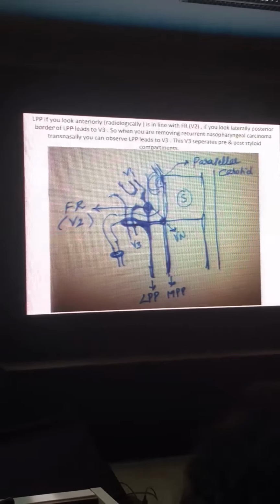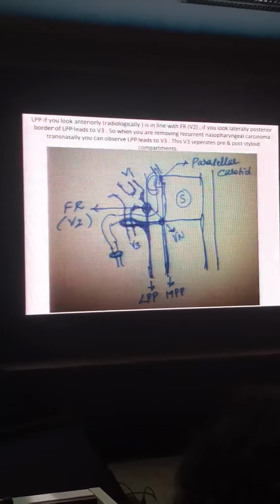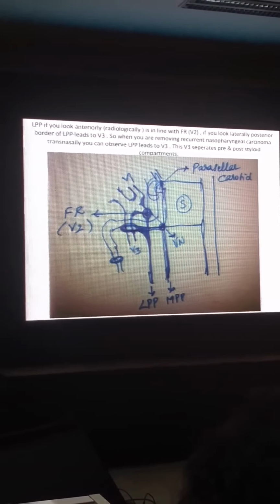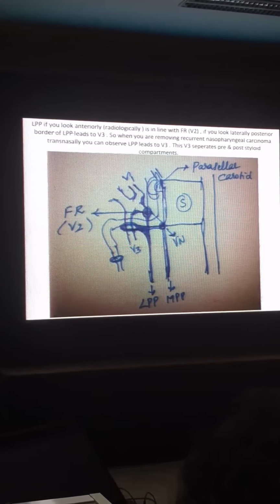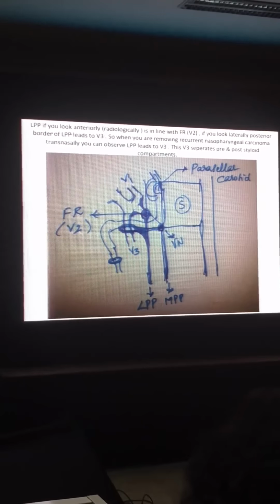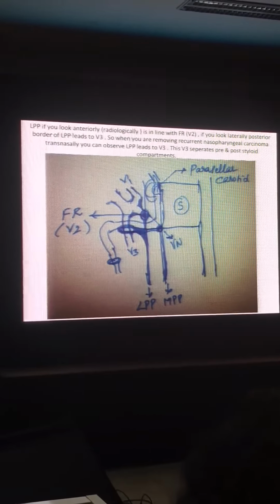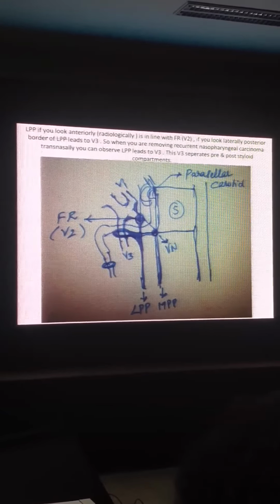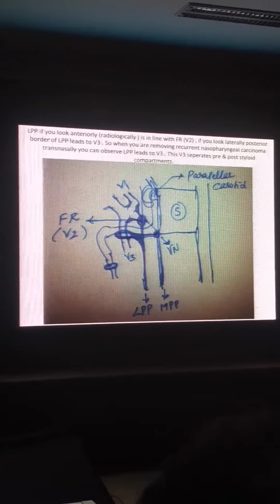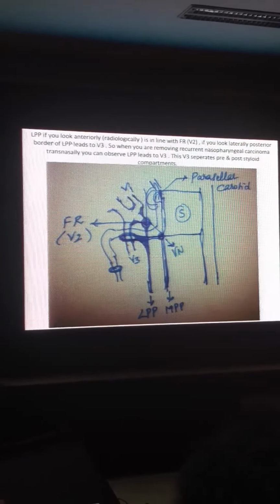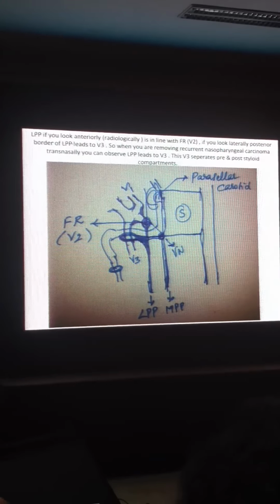V3 is perpendicular to V1 and V2. If you look at the CT scan, the lateral pterygoid plate is in line with the foramen rotundum. In the lateral skull base, if you follow the lateral pterygoid plate, you will be led to V3. This is useful in endoscopic nasopharyngectomy or external approaches, where you simply follow the posterior border of the lateral pterygoid plate, and V3 automatically comes.